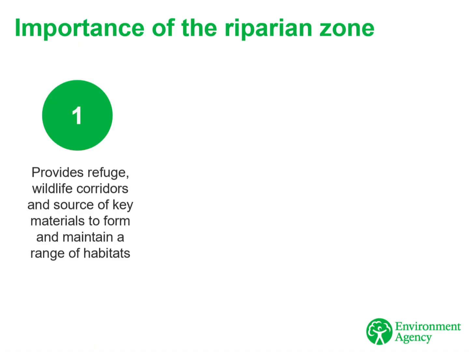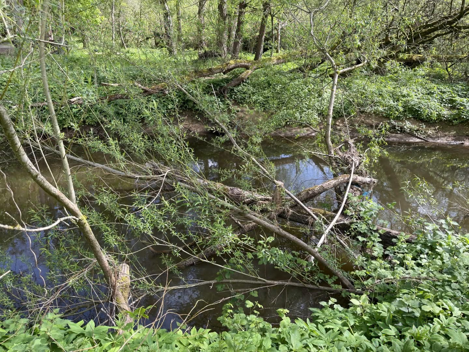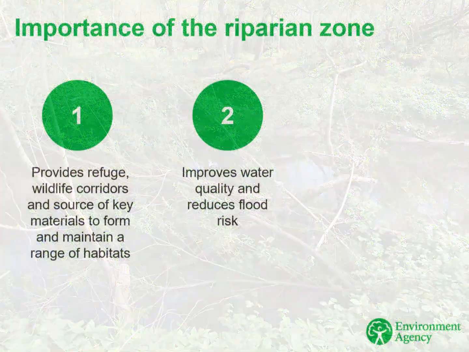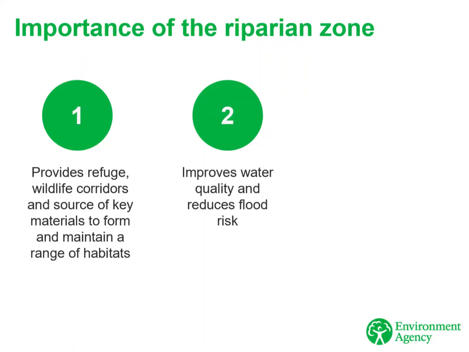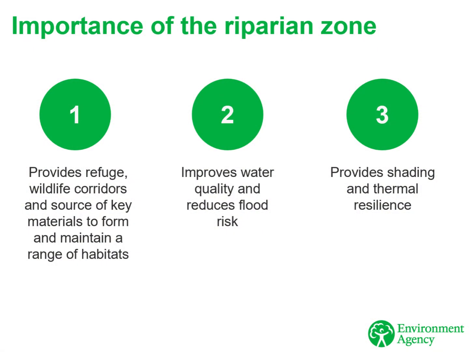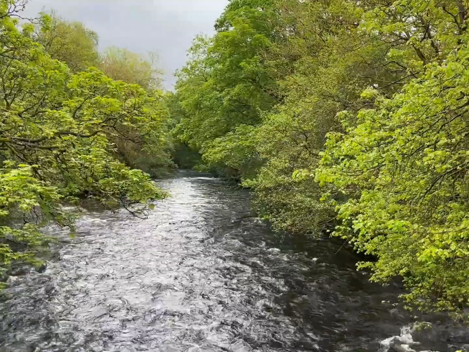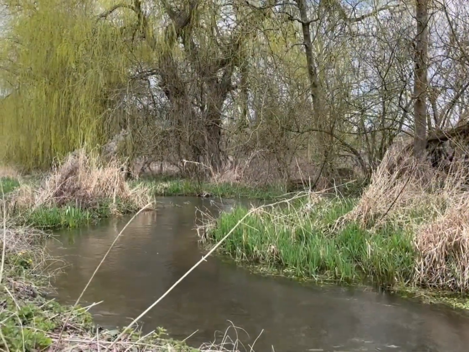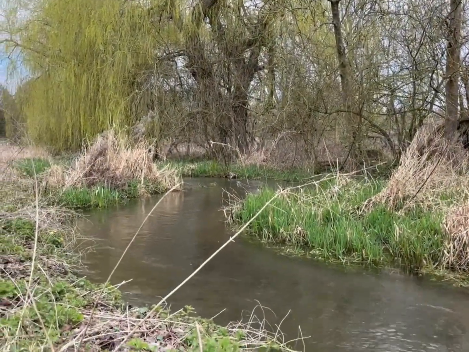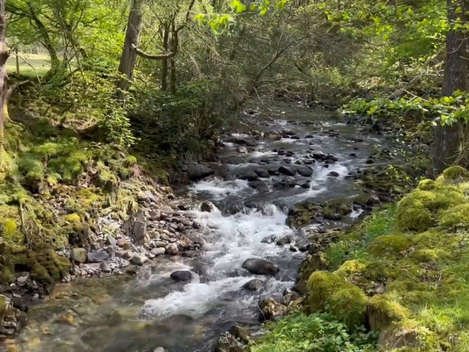It can provide refuge and important wildlife corridors for species, as well as inputting woody material and organic matter to the channel. It can also help water quality by acting as a natural filter and slow water flow, controlling flood risk. Vegetation within the riparian zone, particularly trees, can provide shading. This can help species living in or near the watercourse to be more resilient in a changing climate. The character of the riparian zone will vary between different river types and naturally varies along a watercourse.